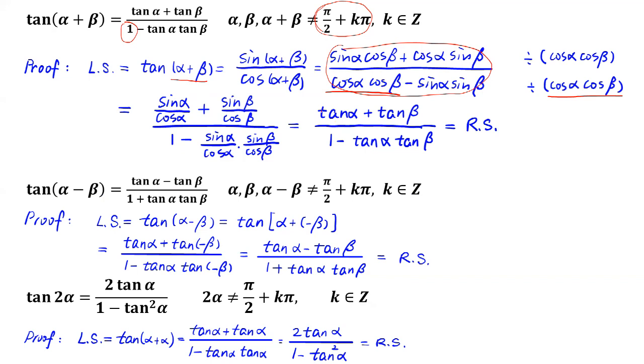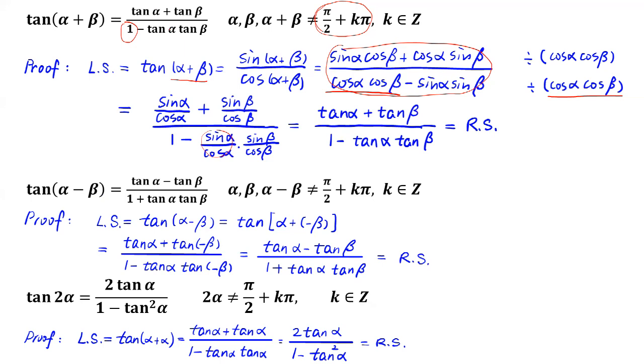And again, according to the quotient identity, sine alpha over cosine alpha is just tangent alpha. Sine beta over cosine beta is just tangent beta. And here we can use tangent alpha and tangent beta to substitute the quotients, right? So we have landed here: tangent alpha plus tangent beta over 1 minus tangent alpha tangent beta, which is exactly the right side. So this has been proved to also be a trigonometric identity.